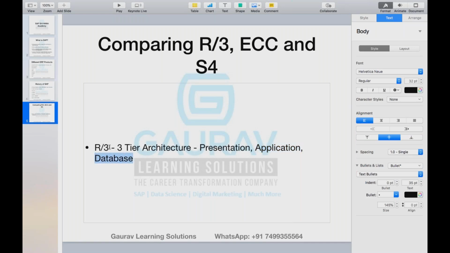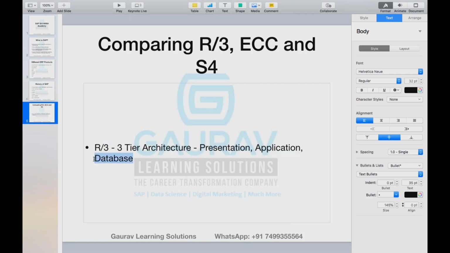So before R3, you must have heard previously there were big, room-size computers. There were not three different layers. There was a single computer. Presentation is the same, application is the same, and database is the same, right? But starting from R3, it is possible that your database can be stored at one single place.